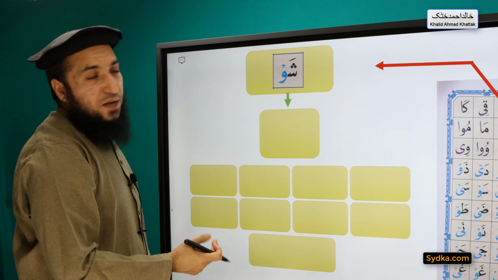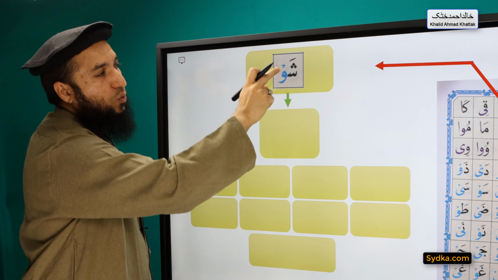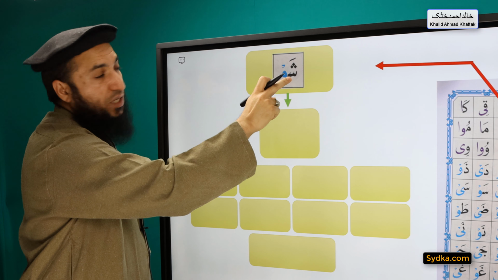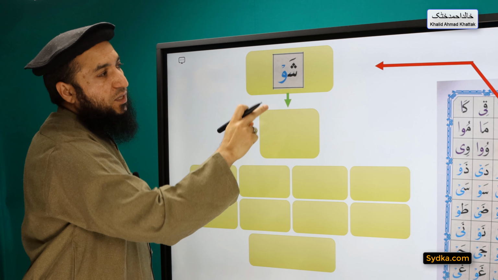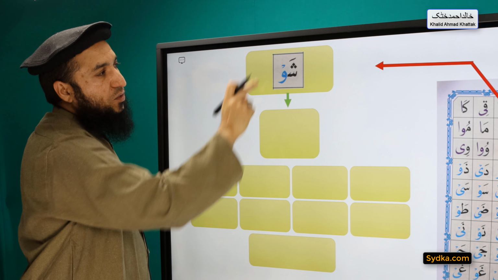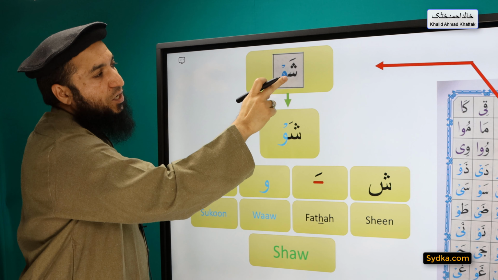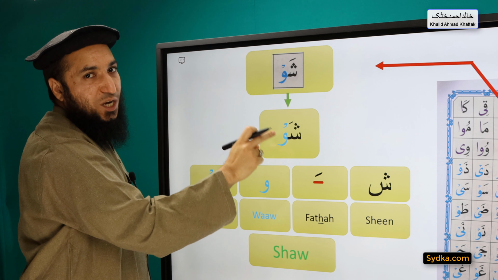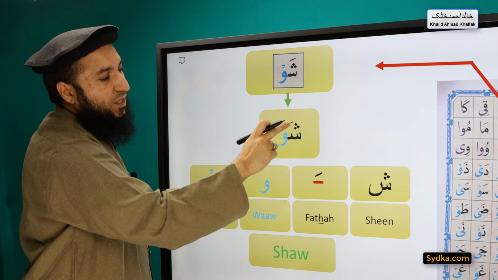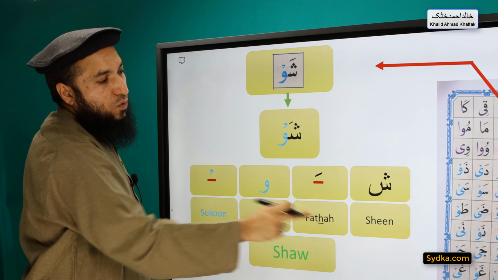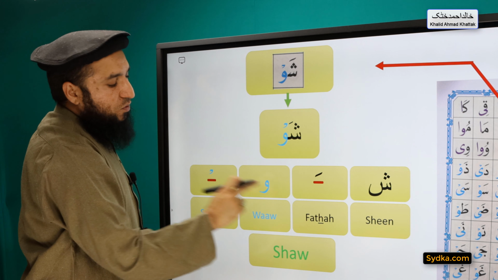The next syllable we have is Sheen Fatha Waw Sukoon Shaw. Sheen is a light letter. It has Fatha on top of it. It is followed by Waw, and Waw has a Sukoon. Sheen Fatha Waw Sukoon Shaw.